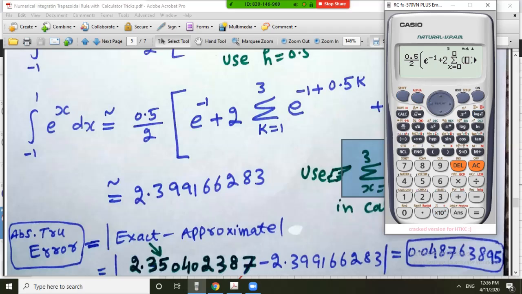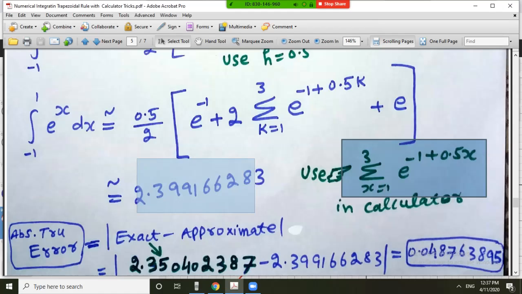What is the expression? The expression is e raised to the power minus 1 plus 0.5k, but there is no k in calculator, so we write x from 1 up to 3. Press equal, and we have this result 2.39916. This is the result that is used by calculator.